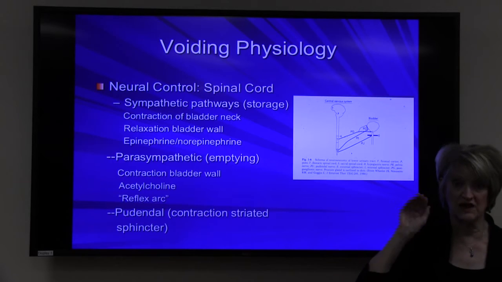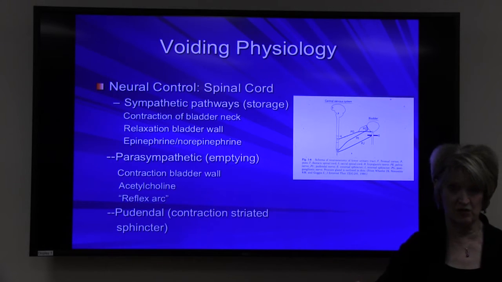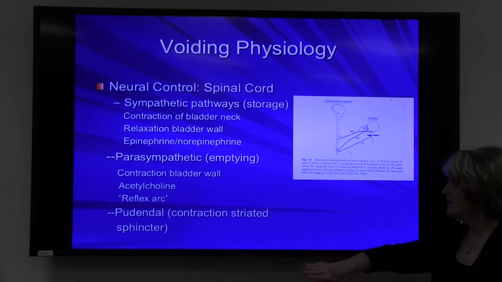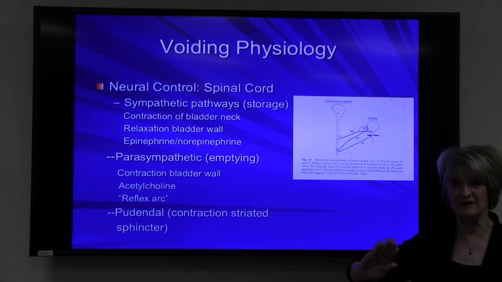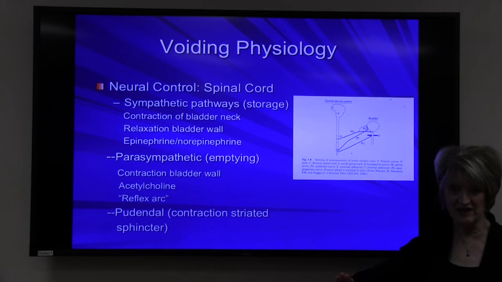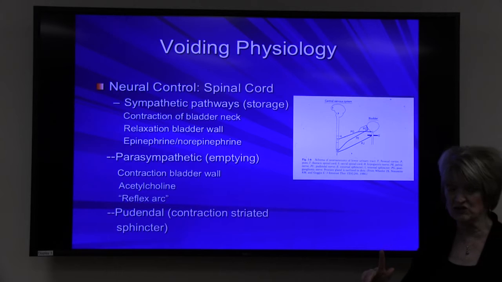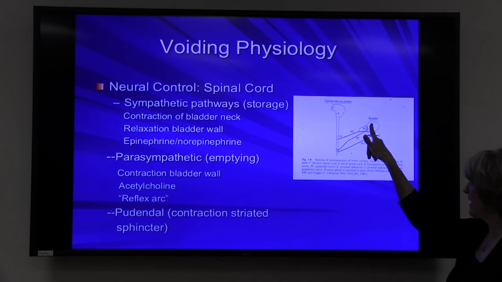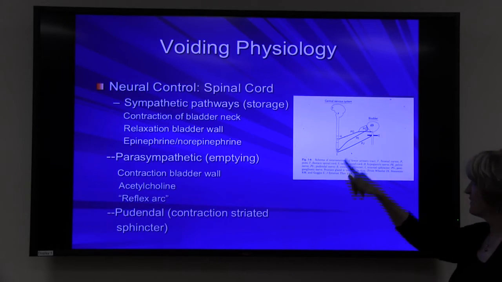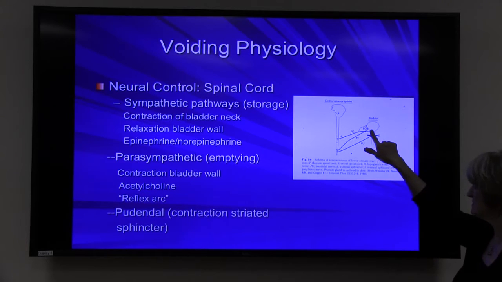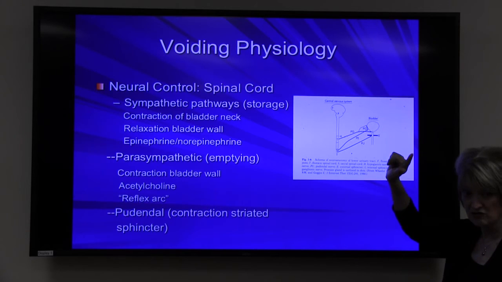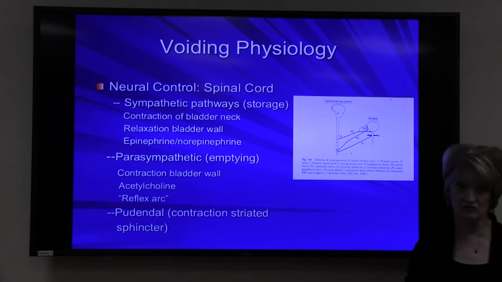Flip it. Cortex says voiding is appropriate, initiate voiding. The pontine storage center shuts down. The pontine micturition center is activated. When the pontine micturition center is activated, the bladder wall contracts. Remember that the sympathetic system's been shut down, so the bladder neck relaxes. The pontine micturition center also shuts down on its nucleus and the pudendal nerve, so the external sphincter relaxes.